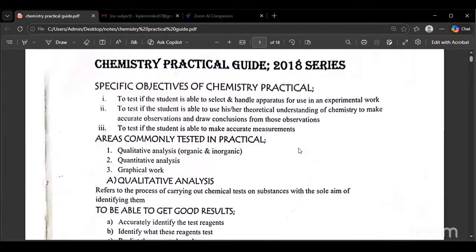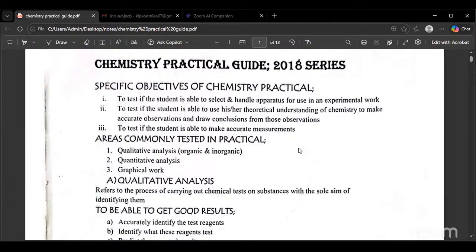Now, number two is to test if the student is able to use theoretical understanding of chemistry to make accurate observations and draw conclusions from those observations. This one applies mainly to the qualitative analysis, the one that we are going to talk about, sodium hydroxide, ammonia. But also observation comes in when you're doing titration, which is the color changes that normally happen. So color imebadilika ikakuwa, for example, it was purple, it can change to colorless. Now, do you stop the reaction or do you continue titrating? Yeah, those are some of the things.